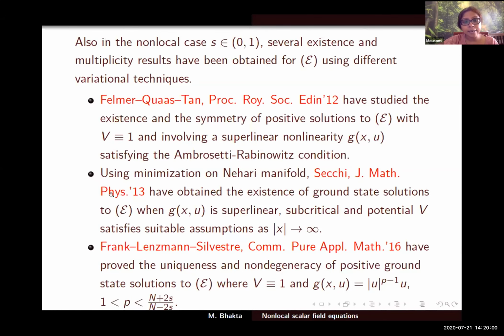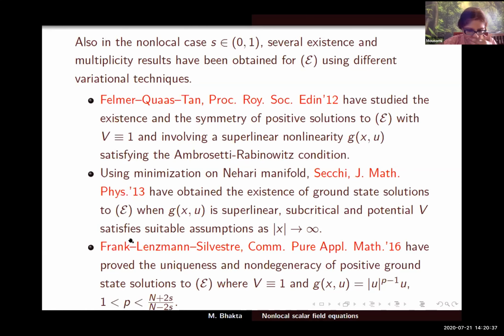Now in 2013, he has considered the equation where the potential V satisfies certain asymptotic assumptions as |x| goes to infinity, and the nonlinearity is again superlinear subcritical, and he has obtained existence of a ground state solution. Then Frank, Lenzmann and Silvestre in 2016, in a celebrated paper, have considered the equation with V identically 1. Again, g is the subcritical nonlinearity, and they prove the uniqueness and non-degeneracy of the positive ground state solution.